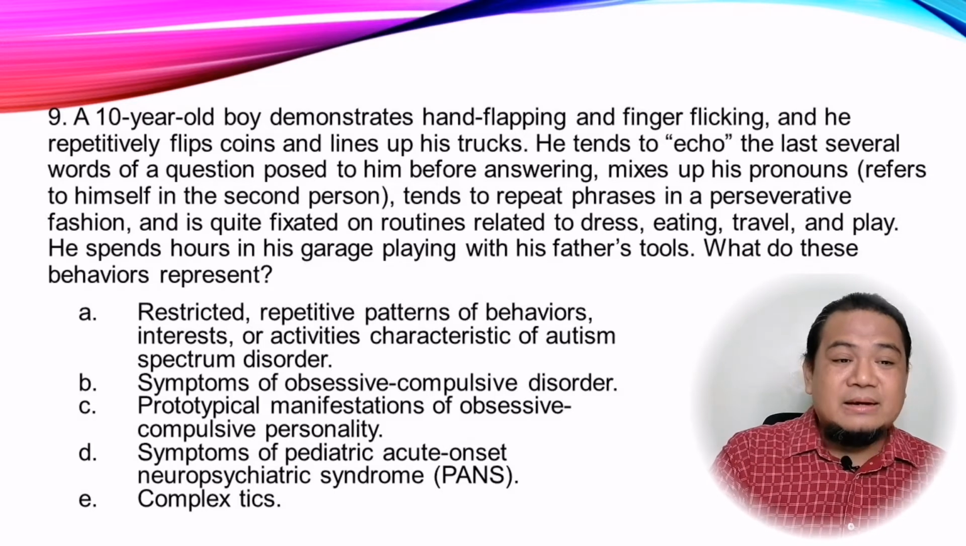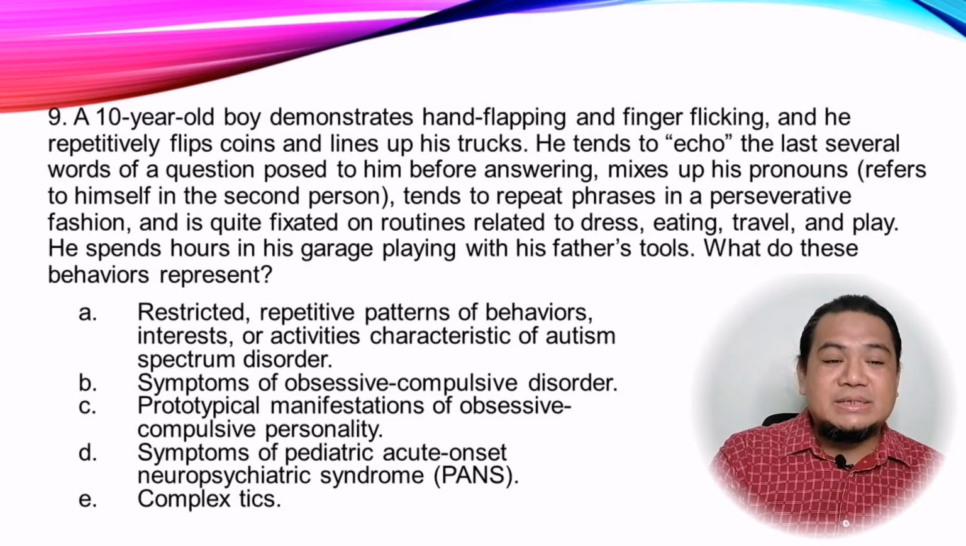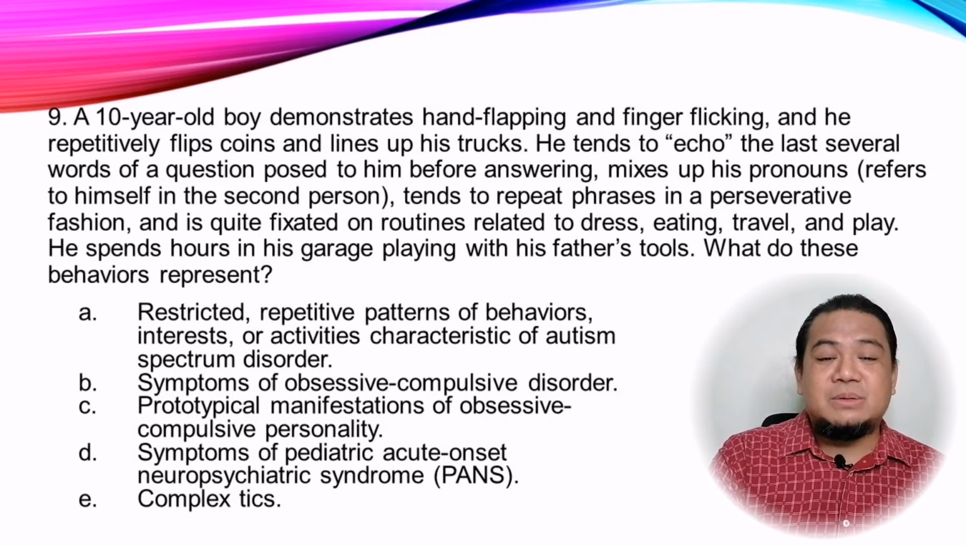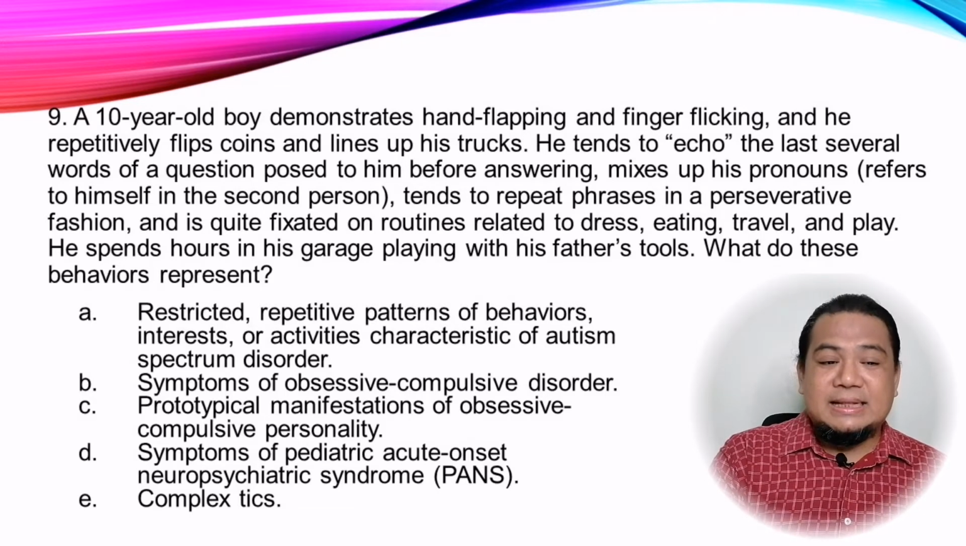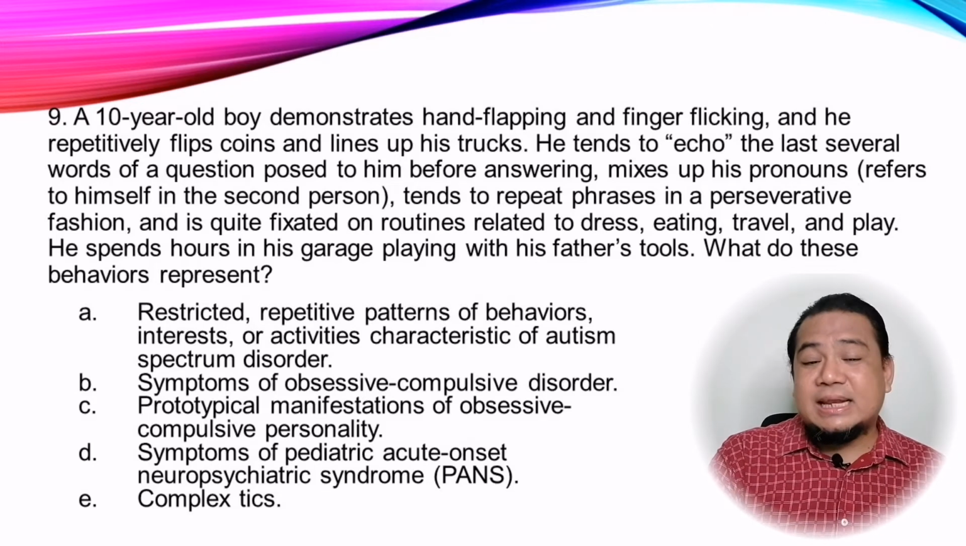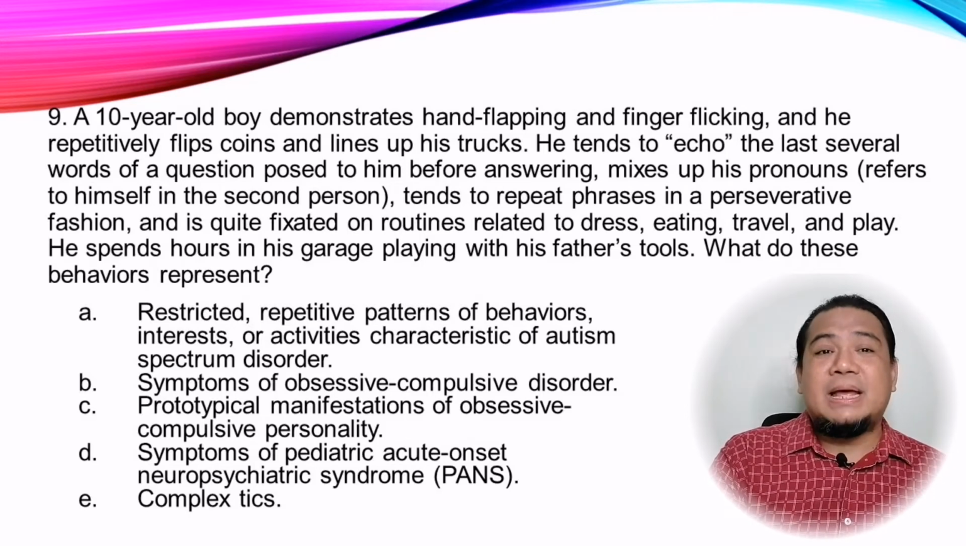Is it A, restricted, repetitive patterns of behavior, interests, or activities characteristic of autism spectrum disorder? B, symptoms of obsessive-compulsive disorder? C, prototypical manifestation of obsessive-compulsive personality? D, symptom of pediatric acute onset neuropsychiatric syndrome, or PANS? Or letter E, complex tics?